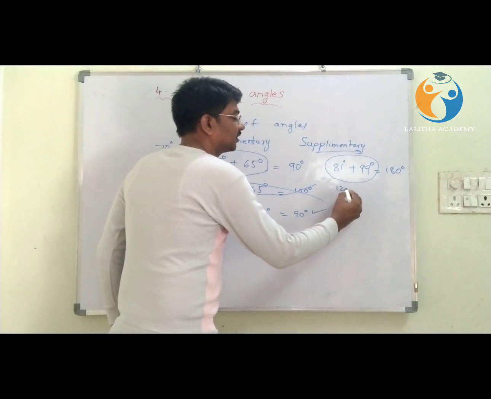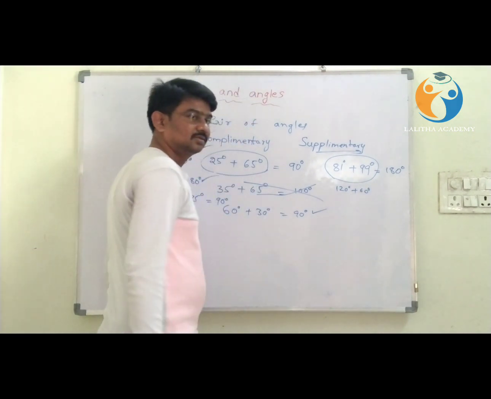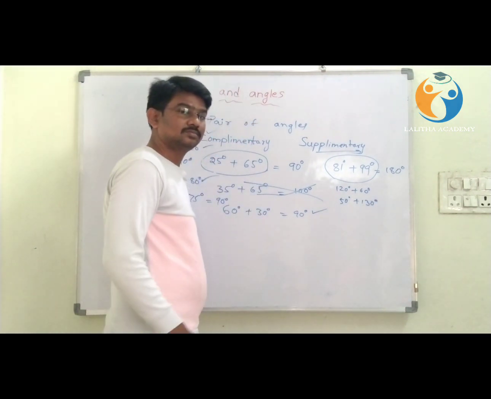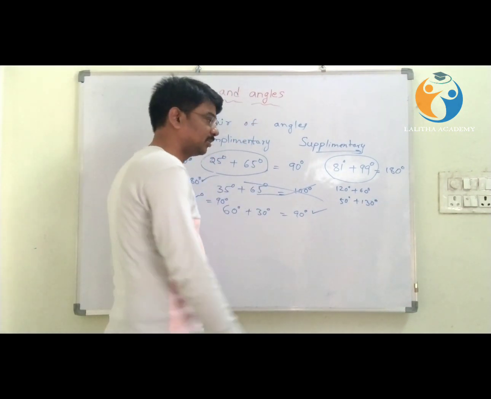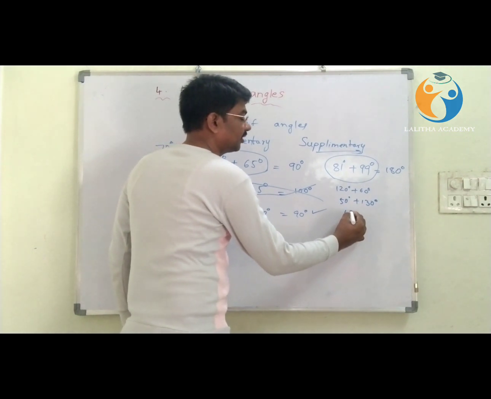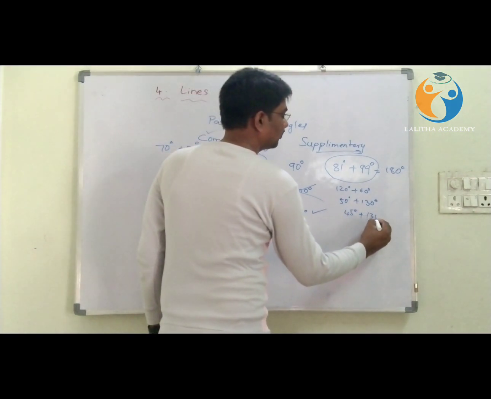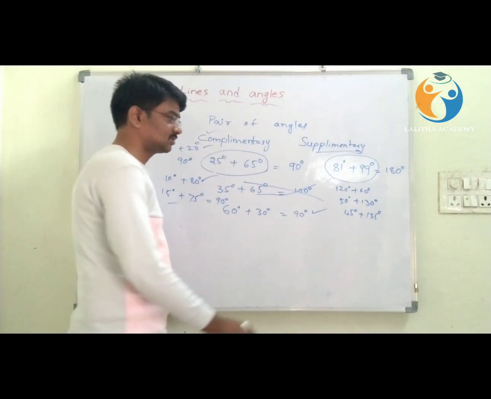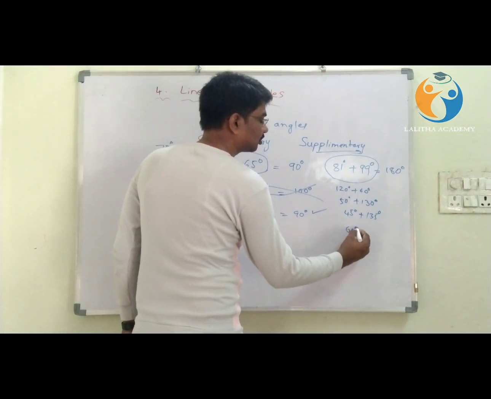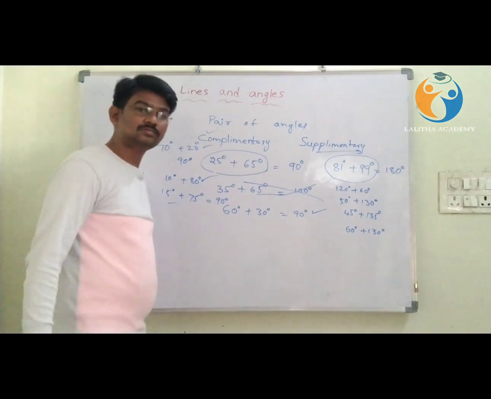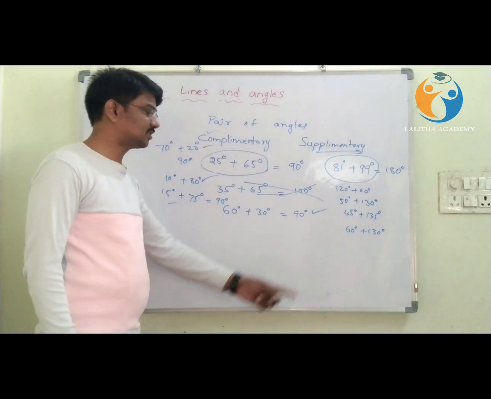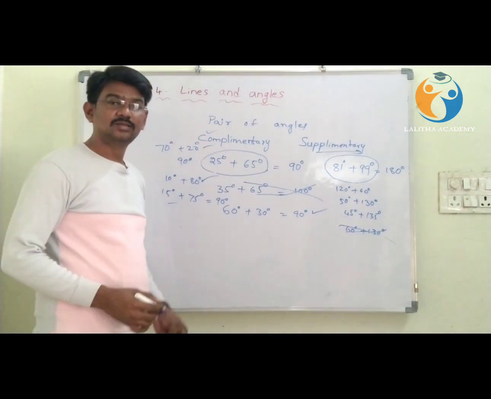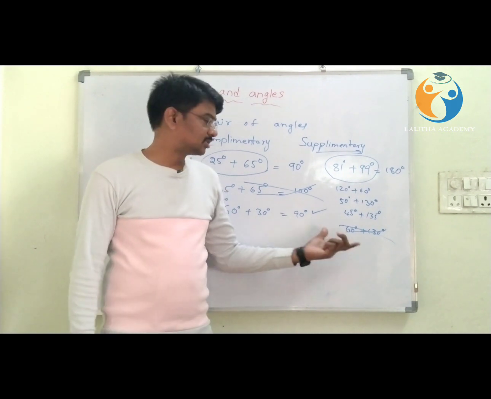Next, 120 degrees plus 60 degrees. Supplementary or not? 50 degrees plus 130 degrees. Supplementary or not? Supplementary. 45 degrees plus 135 degrees. Supplementary or not? Yes. 60 degrees plus 130 degrees. Supplementary or not? What is the sum of these two angles? 190. So these are not a supplementary pair of angles. Not supplementary angles.